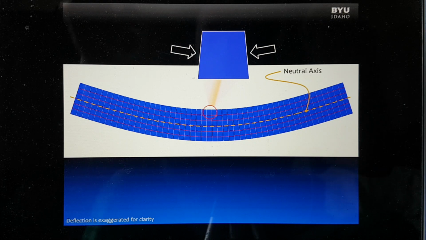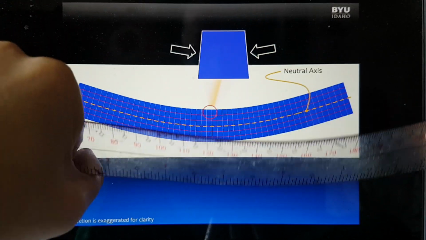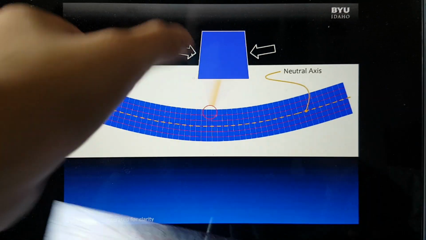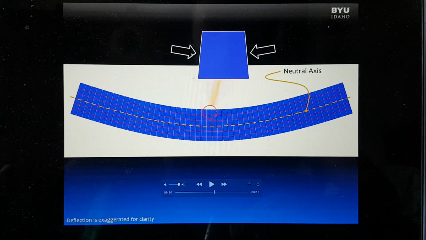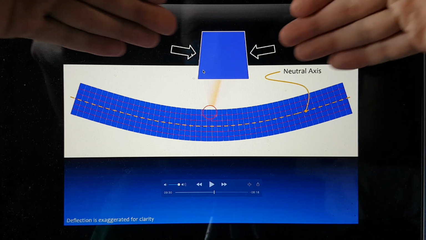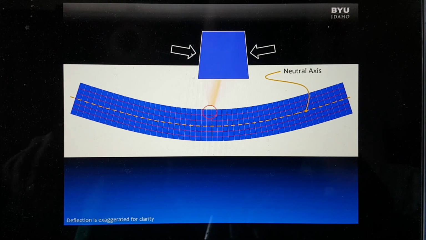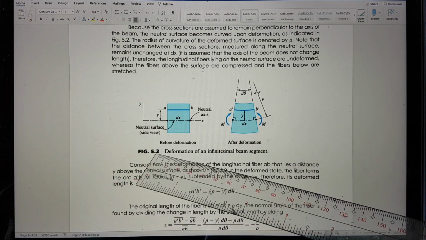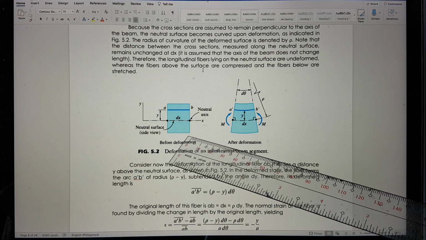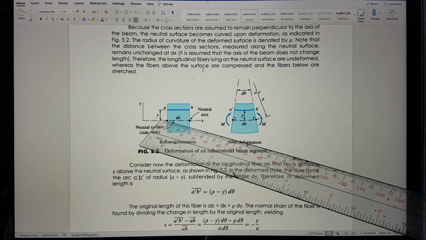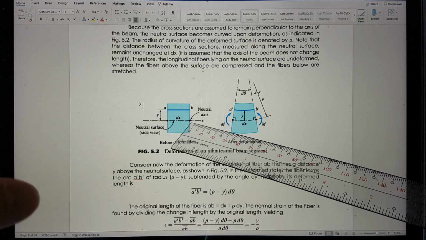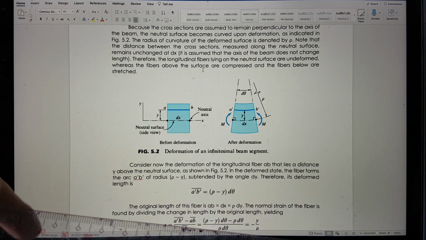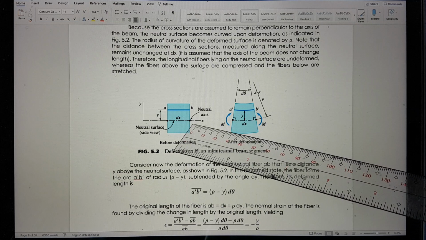If we look closely at our deformed shape, we are going to look closely at the fibers. You can see here at the top, it is compression. Our fibers are compressing. The figure here on the right side is before the deformation. So you have here your y, you have here your neutral axis, where it is neither compression nor tension.